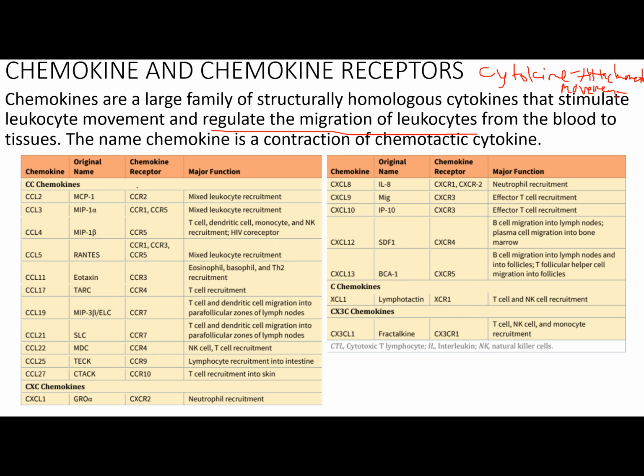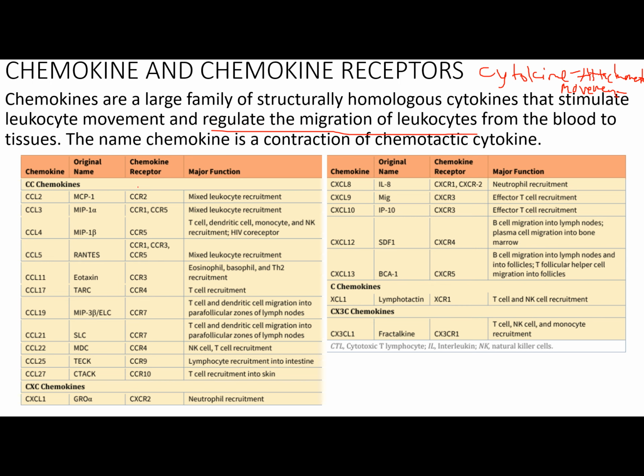Then we have yung CXCL9. Original name niya is yung MIG. Chemokine receptor is CXCR3. Then its major function is effector T cell recruitment. And then we have yung CXCL10. Original name niya is IP10. Chemokine receptor is yung CXCR3. It is an effector T cell recruitment.